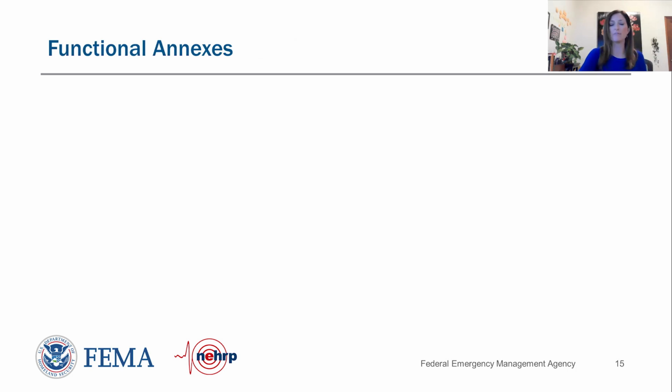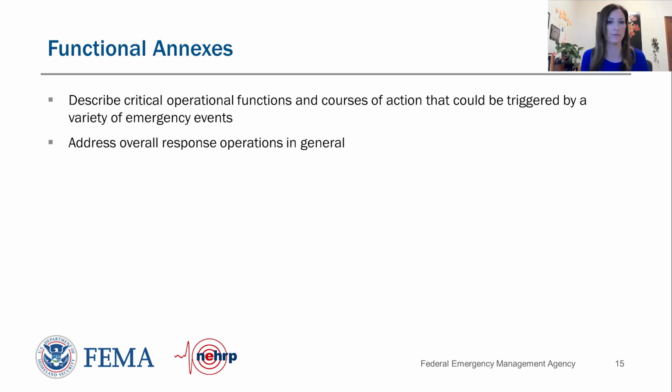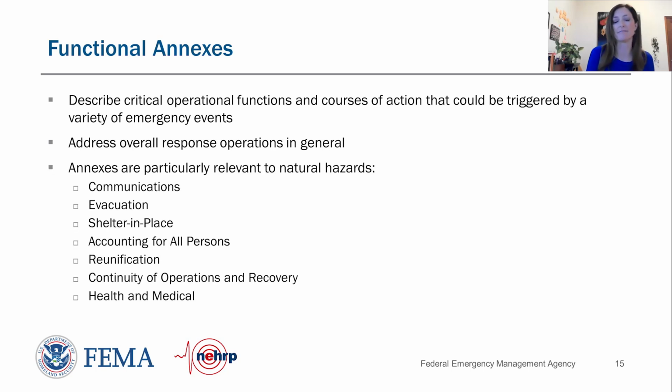And so in terms of functional annexes, these actually describe the critical operational functions and courses of action that could be triggered by a variety of emergency events. What they do is they address the overall response operations in general. And while an EOP could have any number of annexes included, and again, for your school district, it's really important to think about what is most relevant to the uniqueness of your school. But many of the annexes that are particularly relevant to natural hazards include things like communications plans.